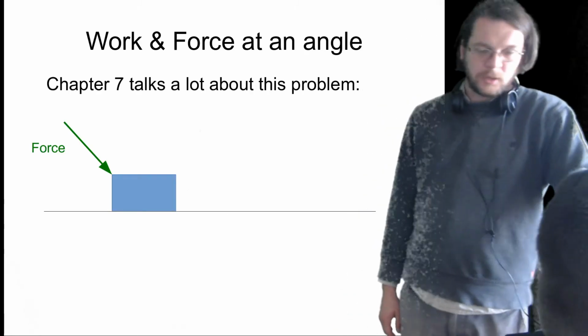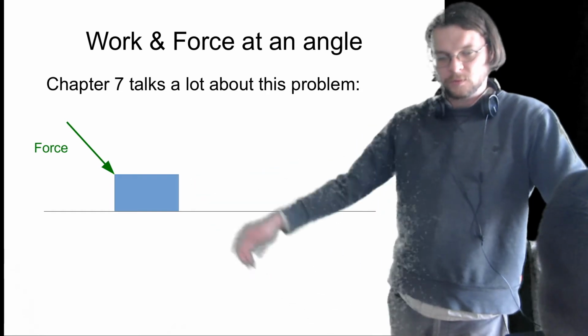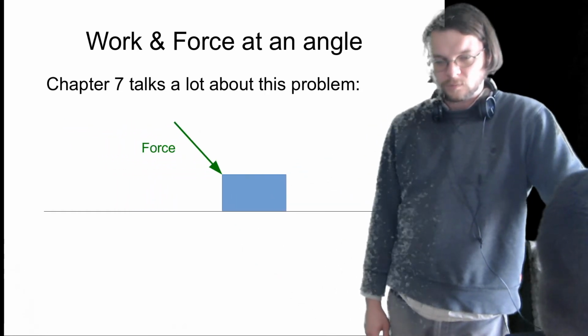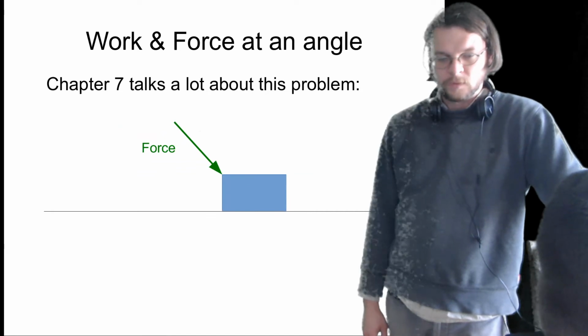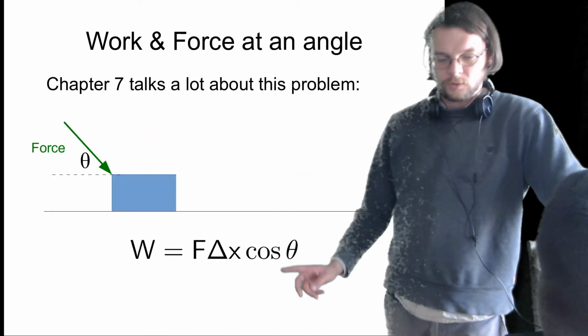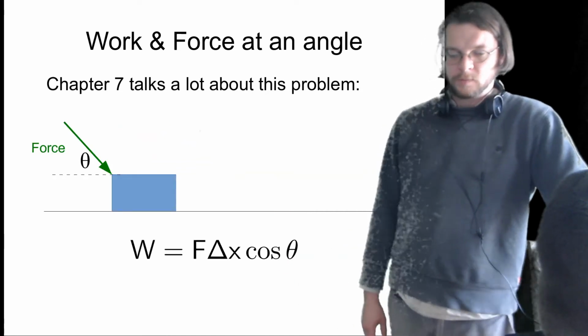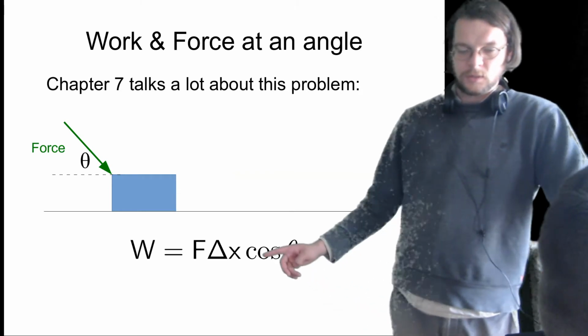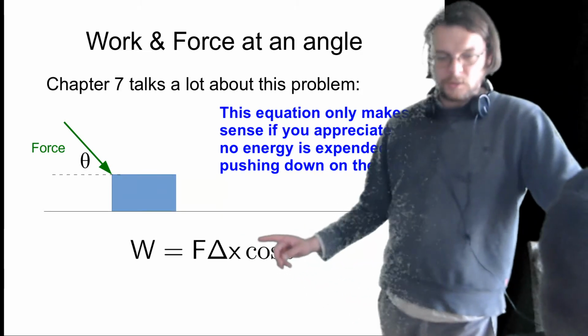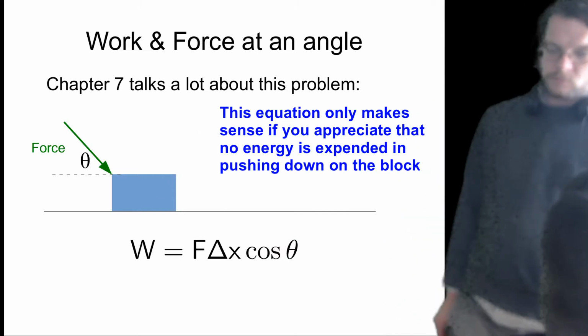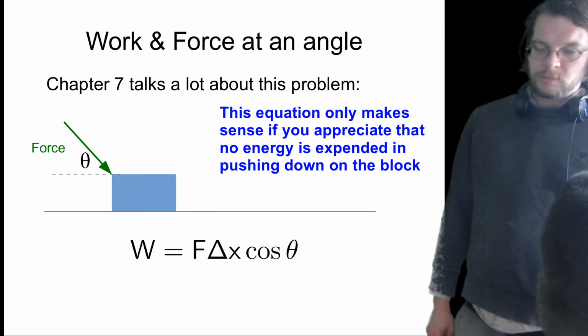Now in the book, it talks quite a bit about this problem in which the force is at a distance and the object is moving along. And so you'll see this equation. The important thing about this equation is that the delta x is the distance that the thing actually travels.